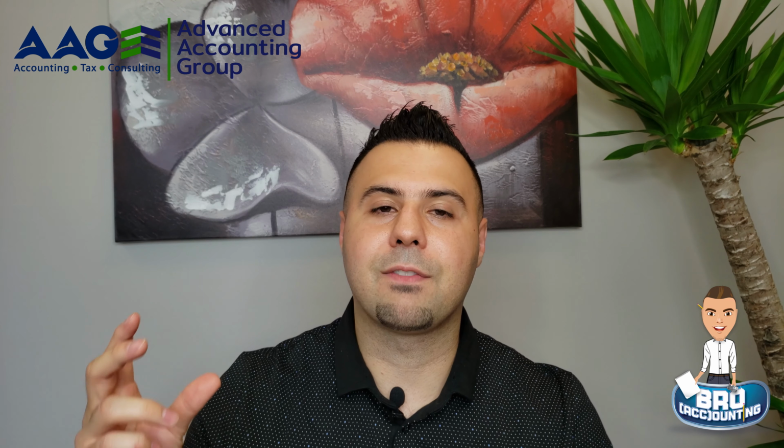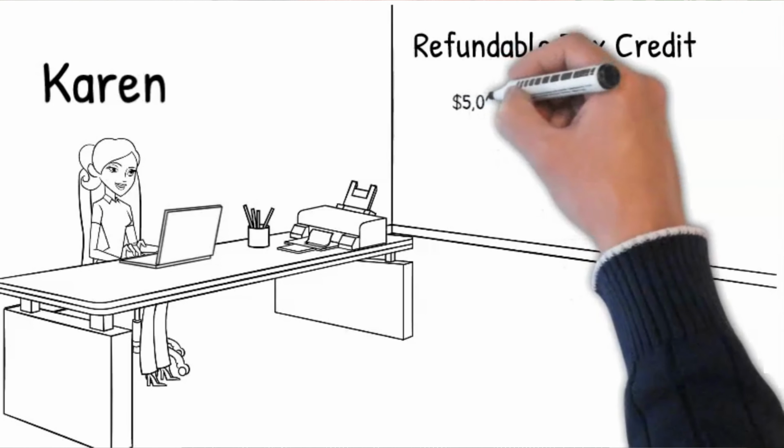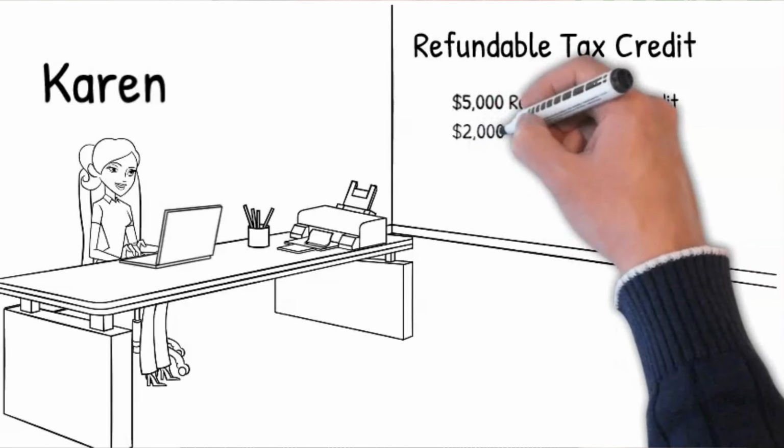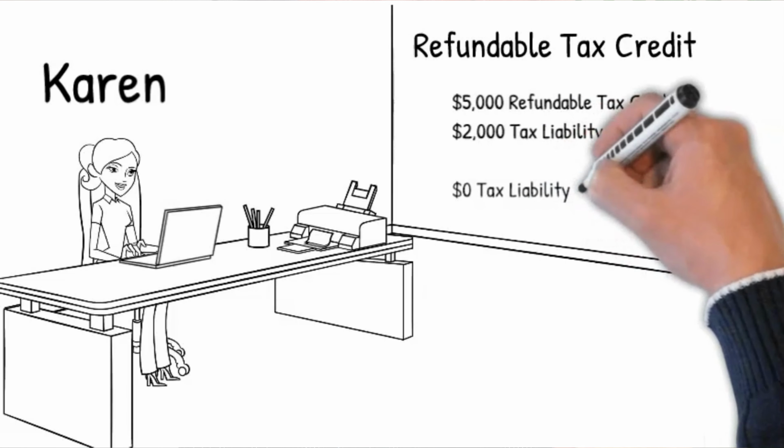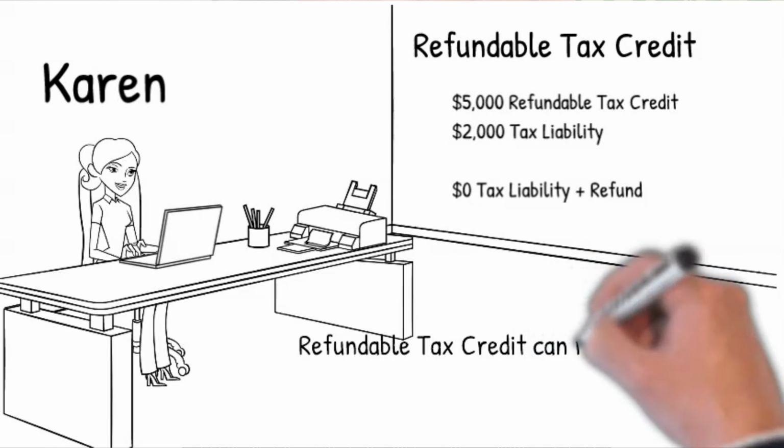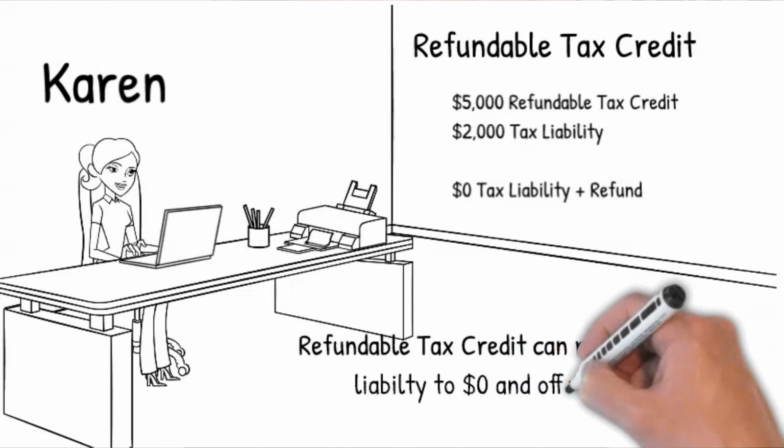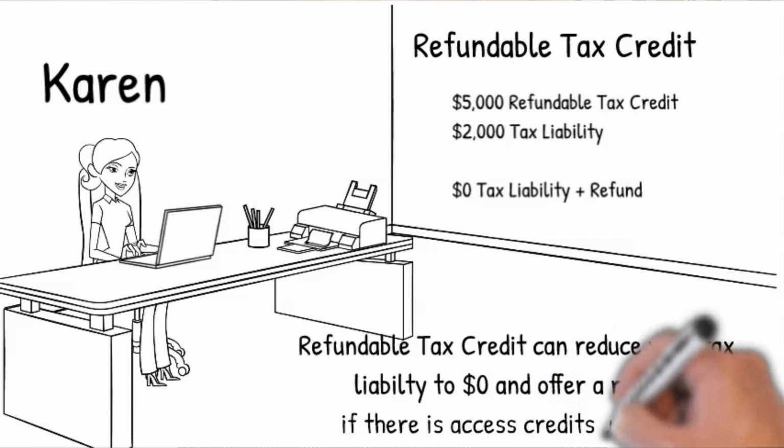But let's say you have a $5,000 refundable tax credit and a $2,000 tax liability. You're able to minimize your tax liability to zero, and you're able to get a refund for the amounts you did not use. Hence the refundable tax credit.